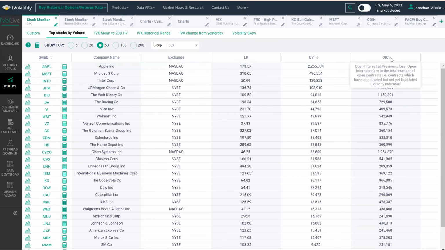OIC stands for options open interest. But if you're one that likes to monitor where a lot of the action is happening within a specific group, this top stocks by volume is your tool.